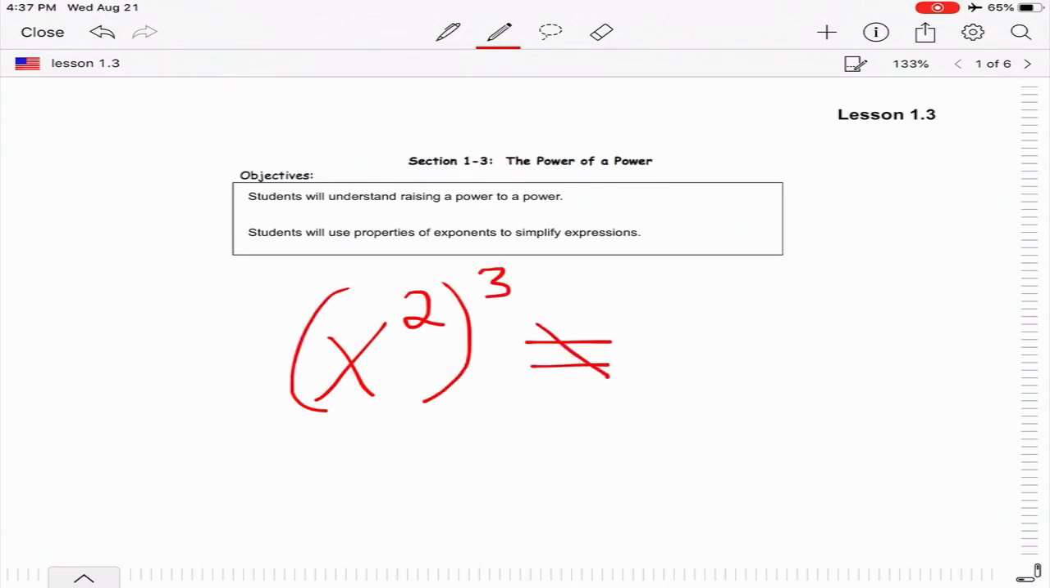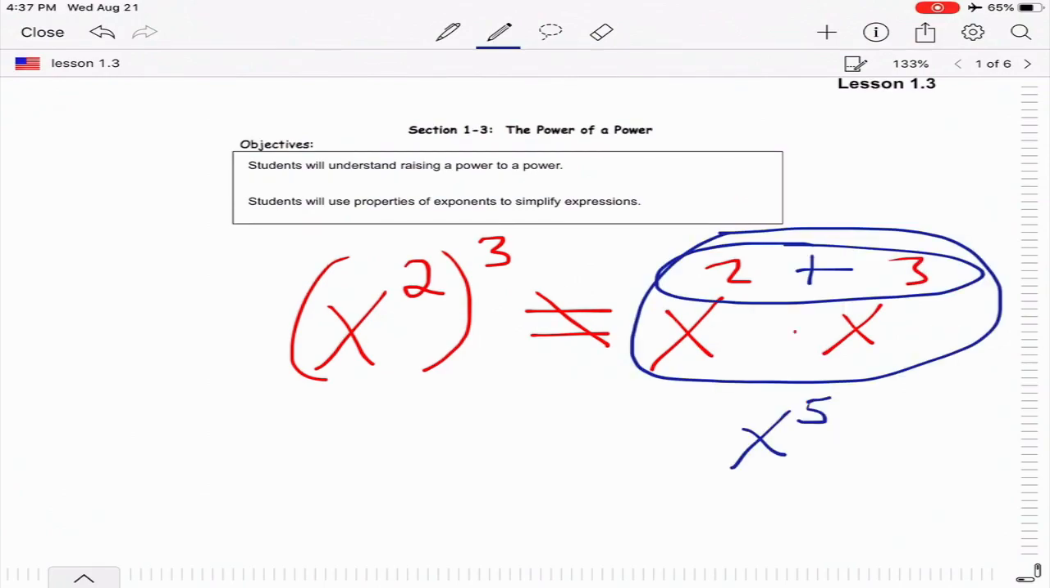That's why I'm writing an equal sign with a line through it. That means not equal to. This is not the same as x squared times x to the third. What you're going to be learning today is this right here. You saw this one a little differently.